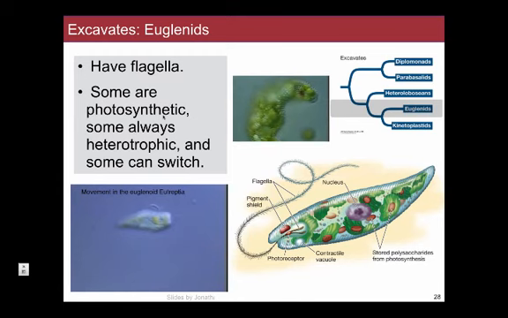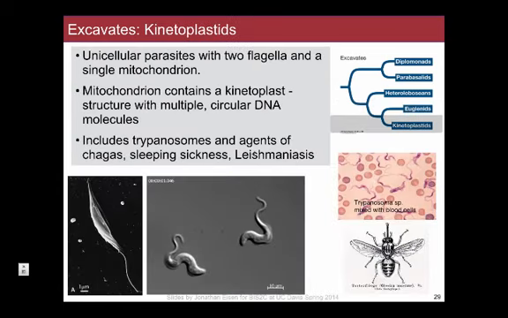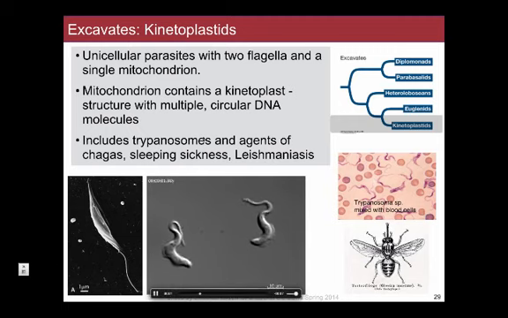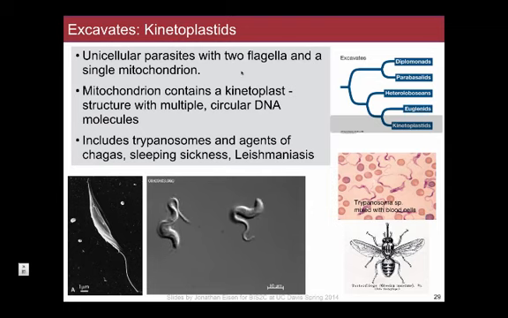And then the last group of the excavates are the kinetoplastids. Again, you probably are not particularly familiar with the lineage here. The lineage is defined by the presence of this particular kinetoplast, which is a structure within the mitochondria of these species, and sort of defined by microscopy.